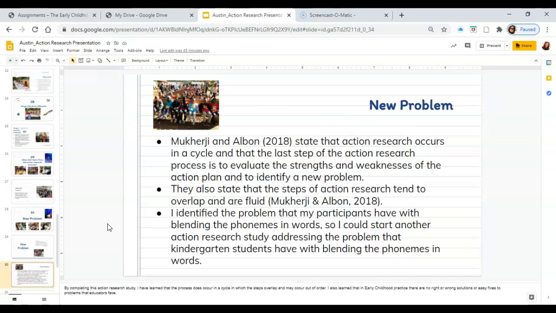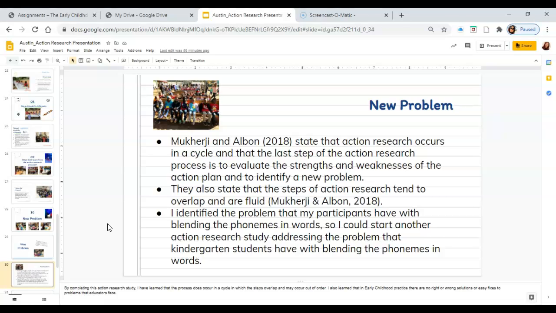So, McHergy and Albon state that action research occurs in a cycle, and that the last step of the action research process is to evaluate the strengths and weaknesses of the action plan and then identify a new problem. But they also say that the steps of action research are a little messy. They tend to overlap and they're fluid. So once I started doing these interventions, I realized that my participants were struggling with blending those phonemes.